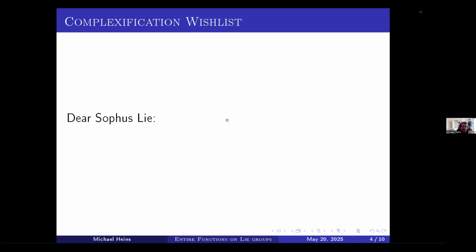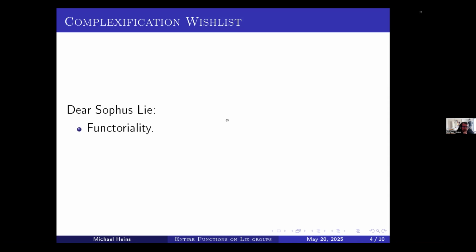But let us maybe think about what our complexification would be. We address this to Sophus Lie, because he invented Lie theory, and we like that. So what's our wish list? What if we could dream up something? What's the best we could hope for? First of all, I want the thing to exist. That would be good. I also want it to be unique up to group isomorphism, that would also be good. And even better would be functoriality.